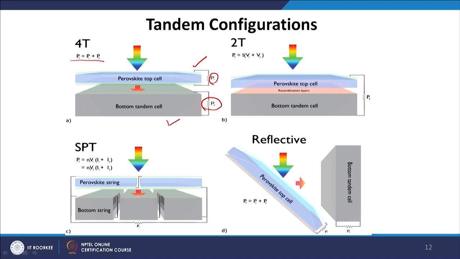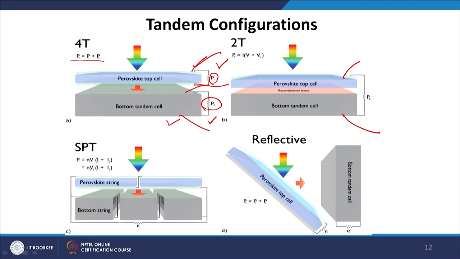Here, the perovskite top layer and the bottom tandem solar cell are sandwiched with a recombination layer, and one contact we take from here and another contact we take from here. But here we are taking one contact from here, one from here, one from here, one from here. So, this is an individual solar cell, this is an individual solar cell, and finally, we are combining the efficiency of the two solar cells.